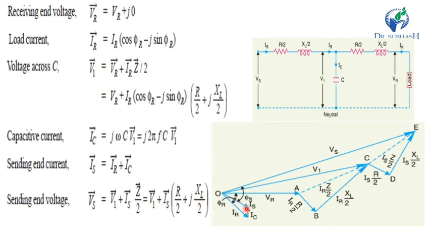So here is the IS we drew, and due to the current IS there are two drops. We draw lines parallel to IS. One is IS into R by 2, and at a 90 degree angle we draw IS into XL by 2. The resultant of both drops is called the total impedance drop, IS into Z by 2. We draw a dotted line here.